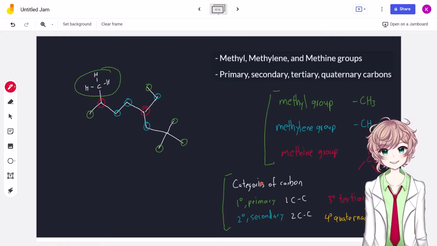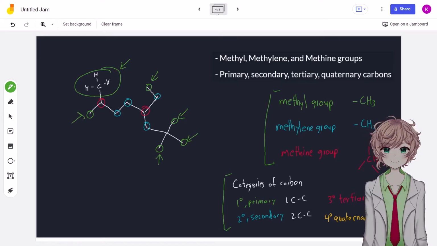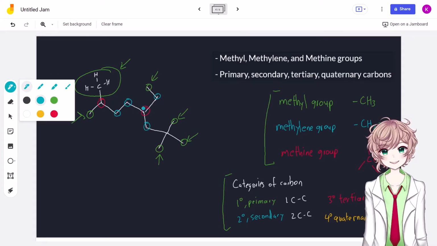So let's go down to the second system of classifying carbons, where we classify carbons through the amount of carbon-carbon bonds it has. For example, primary carbons have one carbon-carbon bond, which would be the methyl groups I was talking about. You can see, for example, this carbon is only bonded to one other carbon, so it would be a primary carbon. And everything circled in green would be a primary carbon. And secondary is similar to a methylene group. It's bonded to two carbons. For example, this carbon is bonded to two carbons only. That's why it would be a secondary.